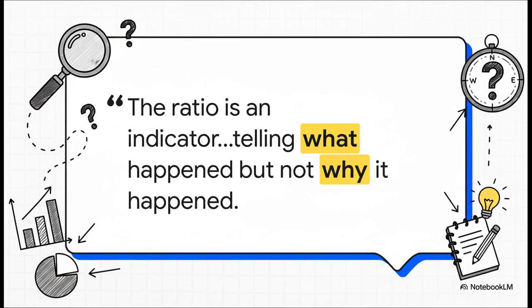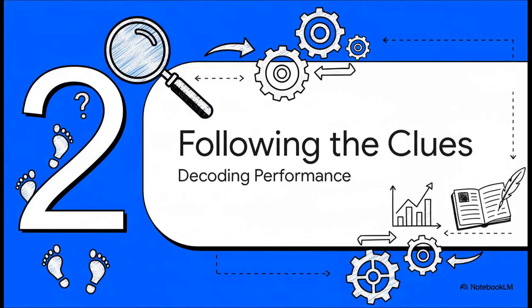But here's maybe the most important rule for any detective. The clues are not the answer. This quote says it perfectly. A ratio tells you where to look. It's like a big flashing arrow pointing to a strength or a weakness. It tells you what happened. But it's our job, as the analysts, to figure out why. All right, let's put our detective kit to work.